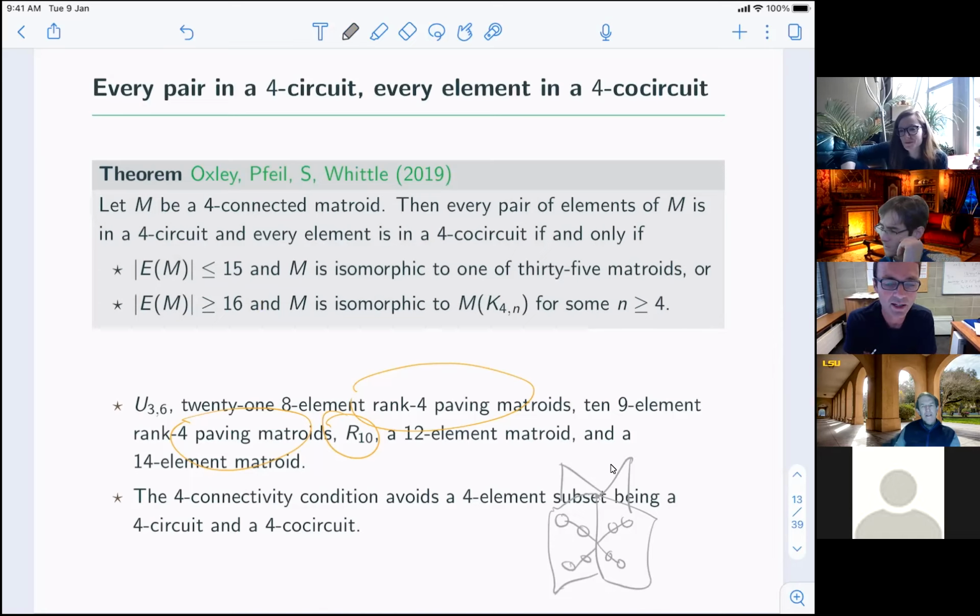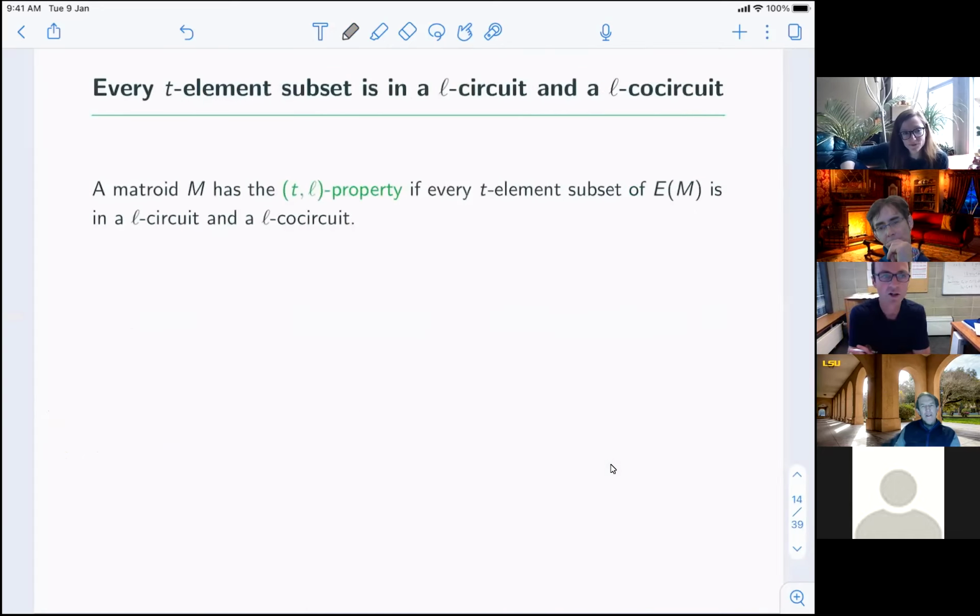And so we thought about having more generic problems along these lines, where we're not fixing so much the size of the 4-circuit with 4-co-circuits. So what sort of thing can we say in general? And one particular group there, which I wasn't involved in, considered this problem.